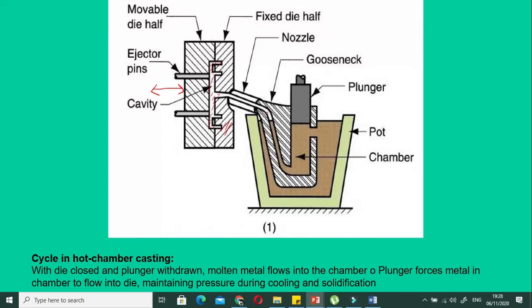Then second was the gooseneck, that's a pathway into the mold cavity. We have the nozzle to increase the pressure. We have the plunger that exerts the pressure onto the mold cavity, and we have a chamber where the material is melted also.